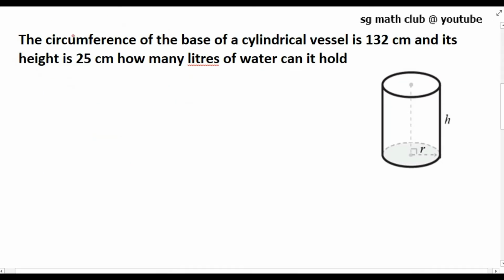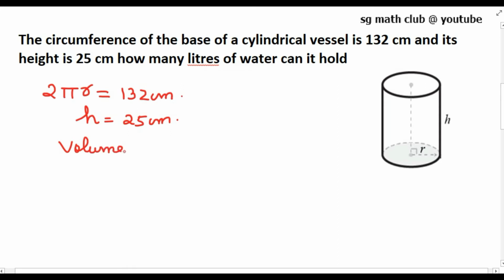Now let's take some examples. The circumference of the base of a cylindrical vessel is 132 centimeter. The base is of circle shape, so the circumference of the circle, we know, is 2 pi r. They have given 2 pi r as 132 centimeter and the height is 25 centimeter. Both are in centimeter. How many liters of water can it hold? The capacity of an object or container is called volume. So here we need to find the volume of the cylinder because they have given a cylindrical vessel.